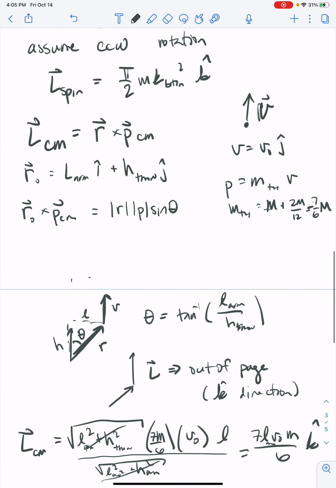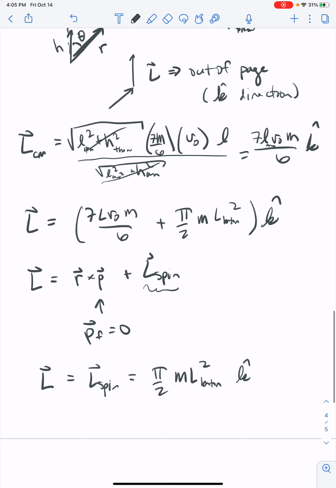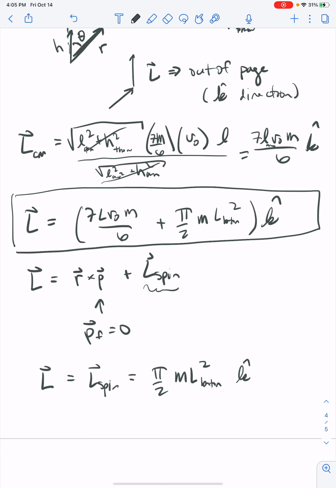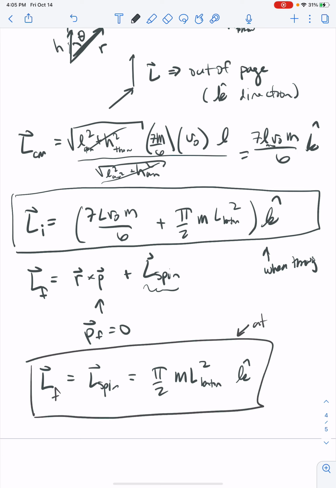And indeed, that's what we found, right? So we found our initial angular momentum here at the beginning when throwing was this. And then our final angular momentum here was at the top. So gravity is exerting a torque that is in the negative z hat direction, negative k hat direction, and is decreasing the angular momentum, as we expected. All right, that's the end of that problem.